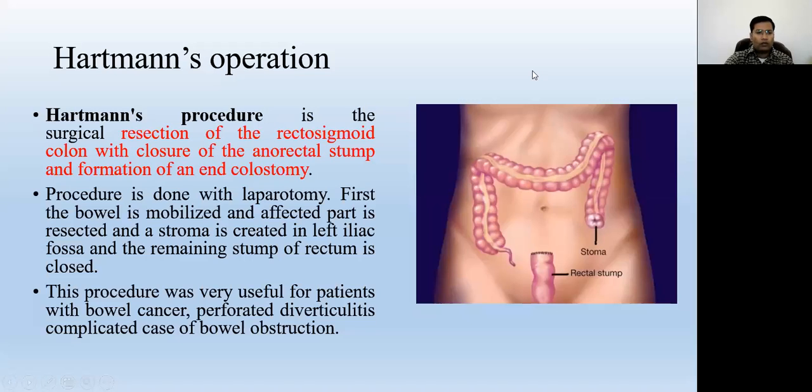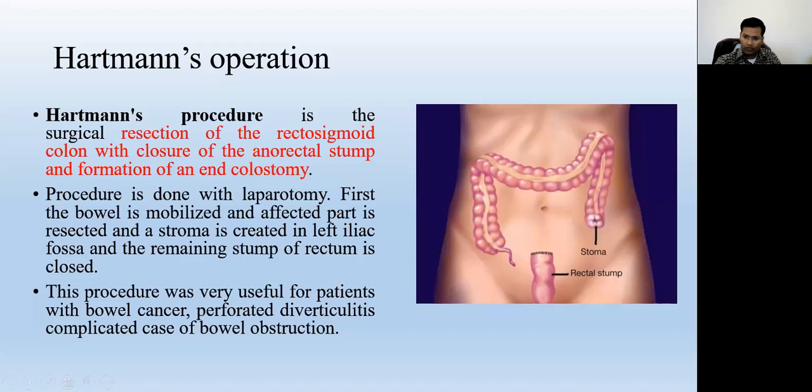So today we just take a look at what Hartmann's operation is. The Hartmann procedure is the procedure where we dissect the rectosigmoid colon with the closure of the anorectal stump and formation of the end colostomy. Understand? There are three things.